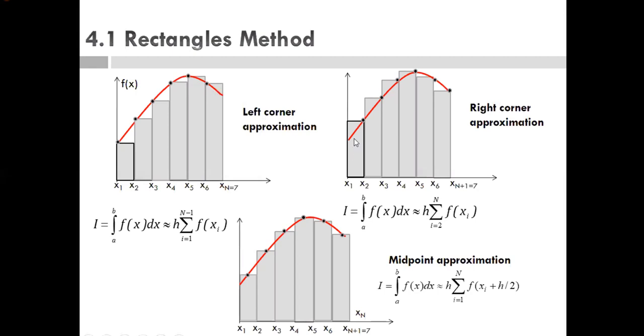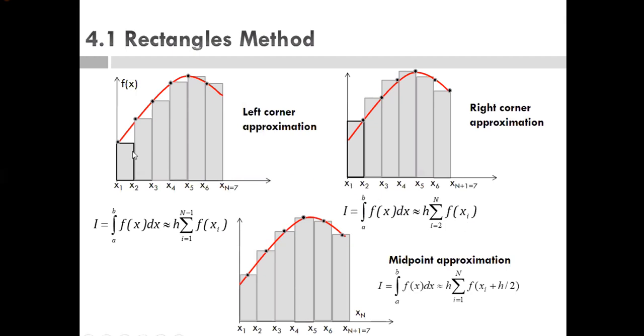Now, instead of starting by the left corner, you can start by the right corner. So the height of the first rectangle will be f of x2 instead of f of x1. Then f of x3, etc. So the sum will go from i equals 2 till n, instead of i equals 1 till n, of h f of xi. Right?